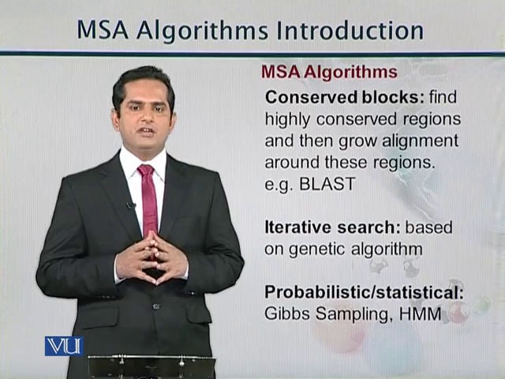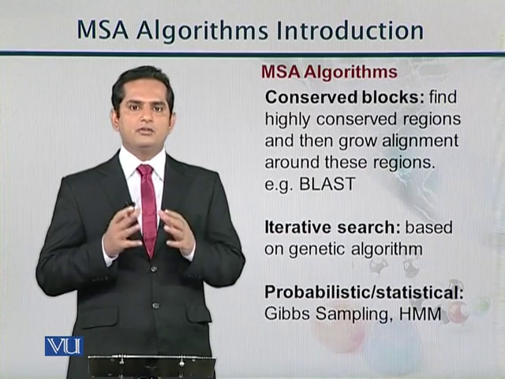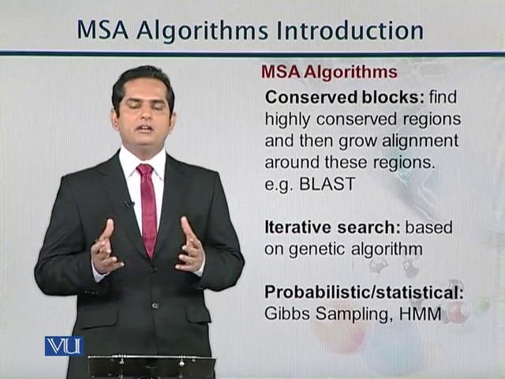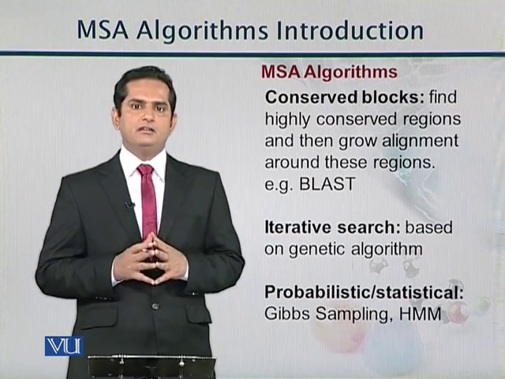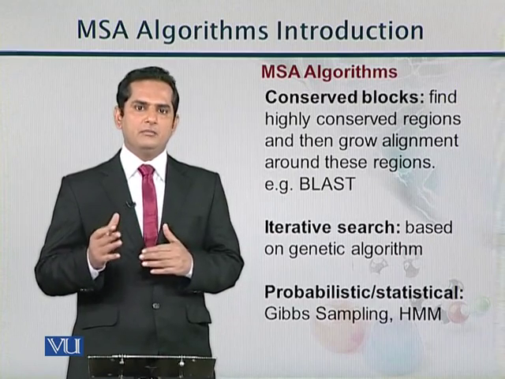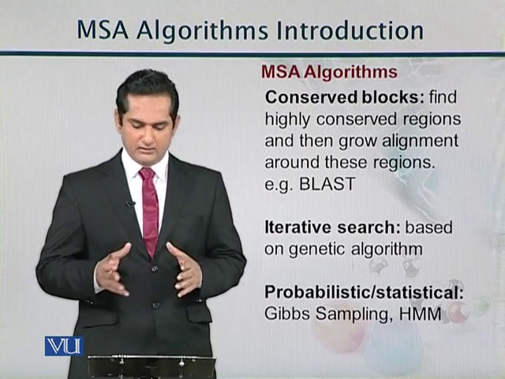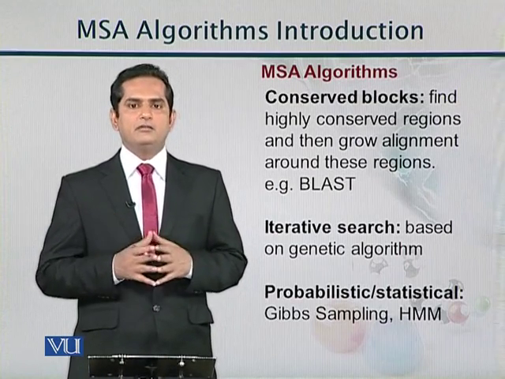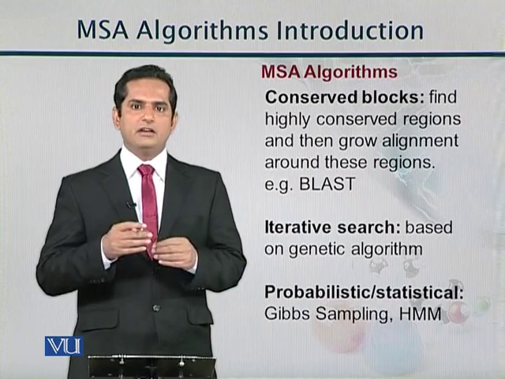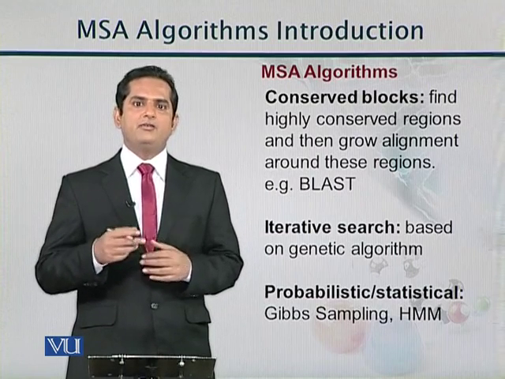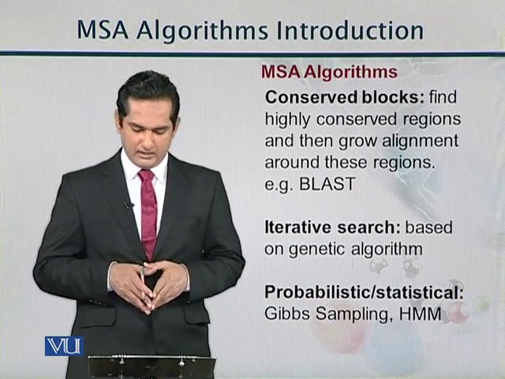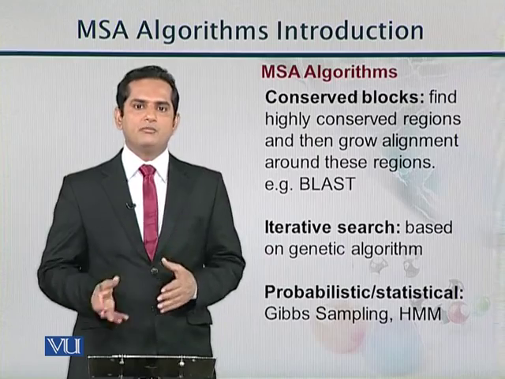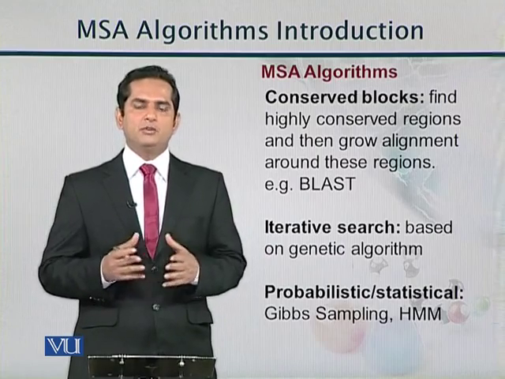In conserved blocks based approach, we try to find out conserved regions among the sequences, and then we try to align those sequences. It is very similar to the approach in BLAST algorithm, which was for finding similarity between word based approaches. Then we have iterative approach. Iterative approach is basically based on genetic algorithms. Again, how it works, it tries to find out similar sequences in the first step, and then it refines its search on each step. And then finally, probabilistic or statistical models such as Gibbs sampling or hidden Markov models, which are commonly used for this probabilistic approach.